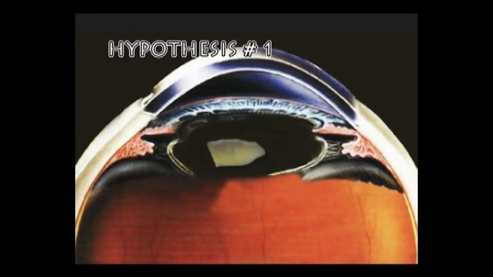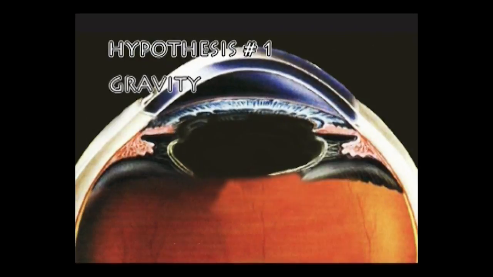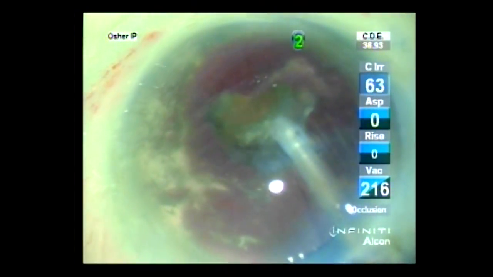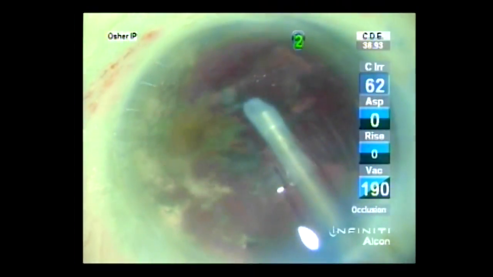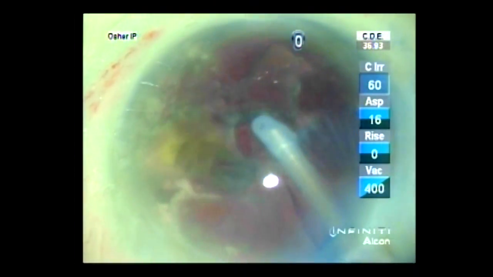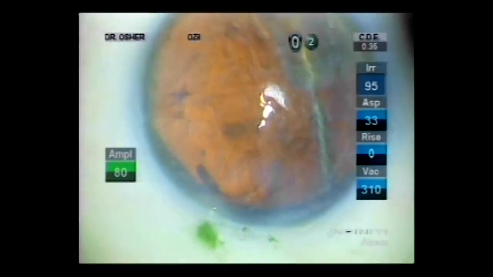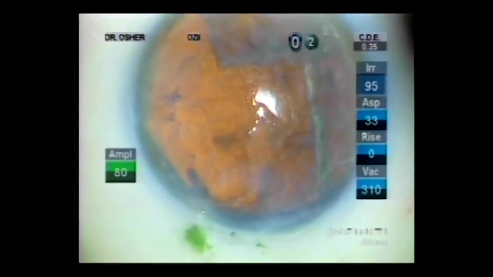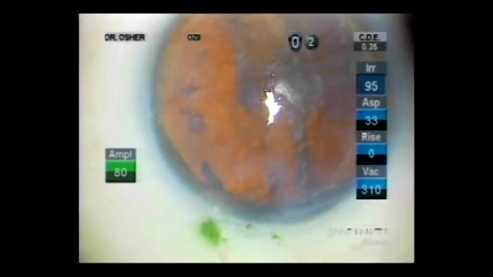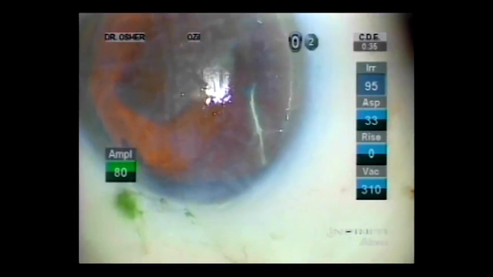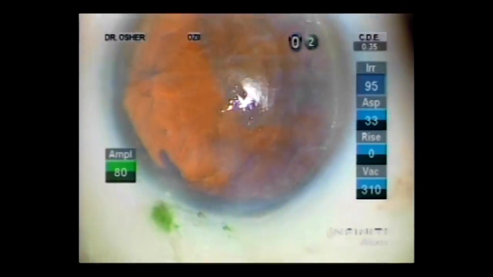Our first hypothesis was to test the common belief that the nucleus drops because of gravity. A nuclear quadrant is maneuvered over the vitreous. To our surprise, the nucleus consistently remains perched upon the anterior hyaloid face. Next, we place the nucleus into the midvitreous. We are even more surprised to observe that it, too, remains suspended. If gravity was the essential factor, the nucleus would have descended onto the retina.